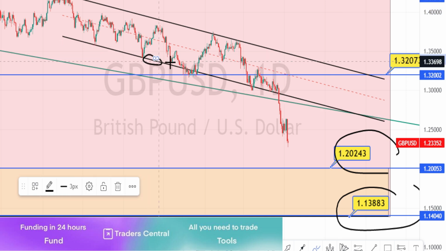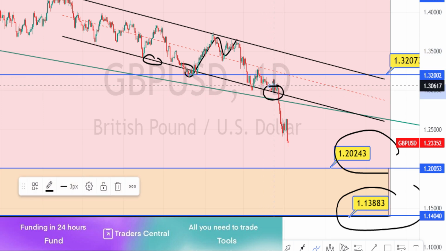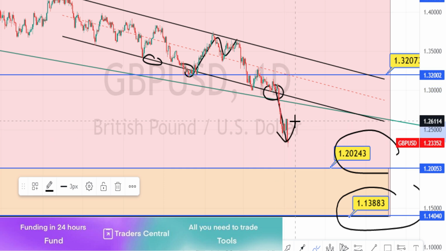Every time it tested this support line or trend line, it had always bounced back on the bullish side. But when we notice the current price action, it broke this support line and steeply fell on a bearish trend reversal. So it is in a very strong bearish trend reversal for now.